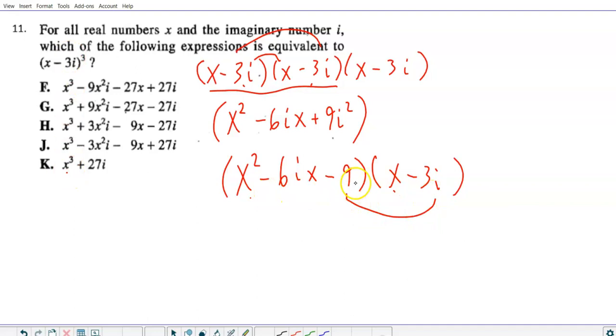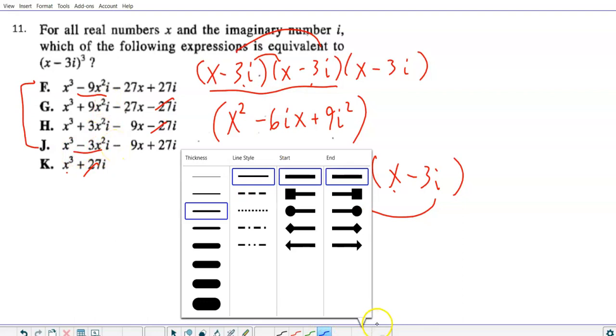Last times last would be positive 27i. That one's gone. That one's gone. I think that one's gone because I know this is going to have more terms than just 2 terms there. So really debating between these two. So now I look at this negative 9x squared and negative 3x squared. Which one would it need to be?